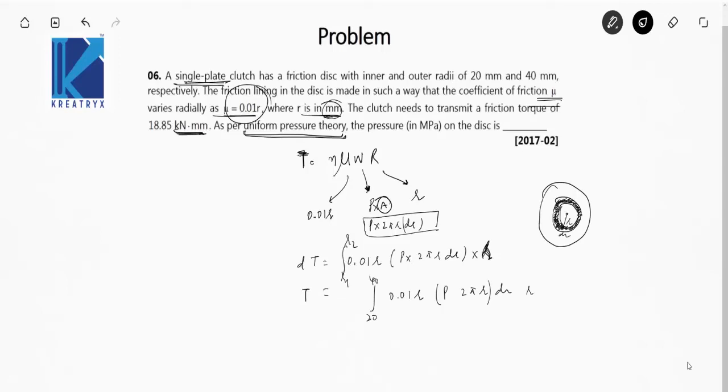So T is 18.85 kilonewton mm, that will be 18.85 into 10 raised to the power 3 newton mm. I have kept the unit here as mm because I have put the value of radius on the right hand side in mm only.